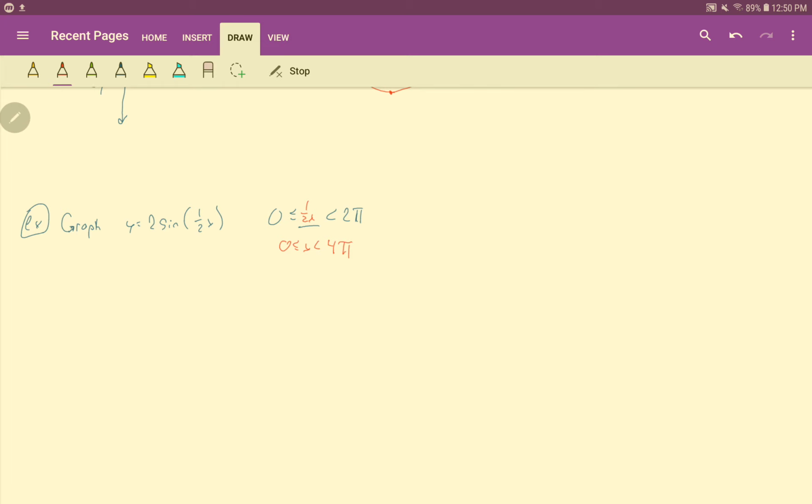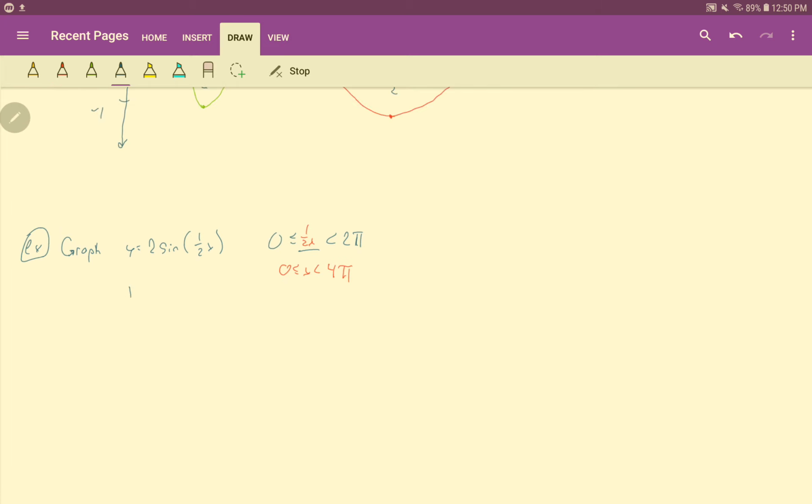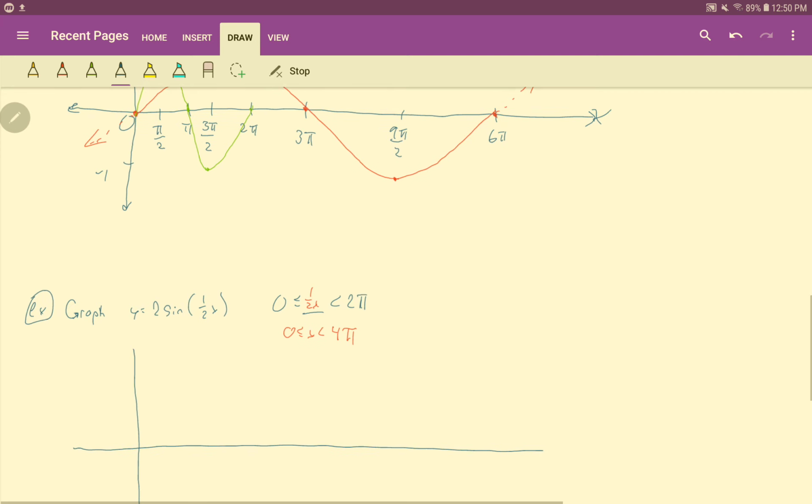Okay, so now I will go and set up my axes. And again, I'll try to line things up a little bit, just so we can keep a nice scale. So let's see here, 2 pi I said was right here, so 4 pi will be right there. So there's 4 pi. There's 2 pi. I'll get to those other ones in a second.